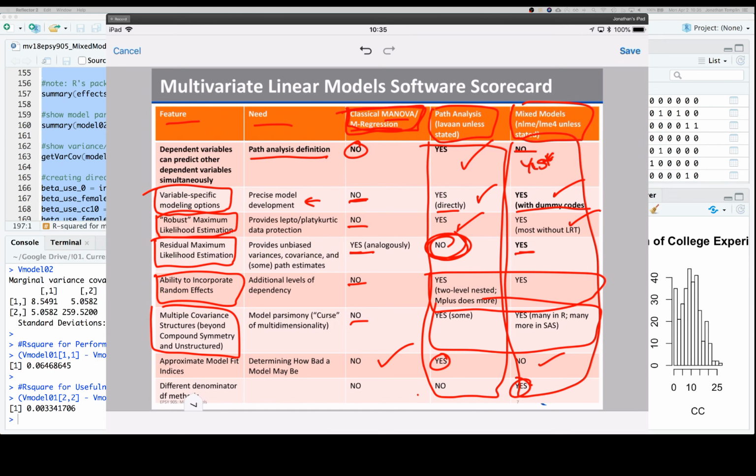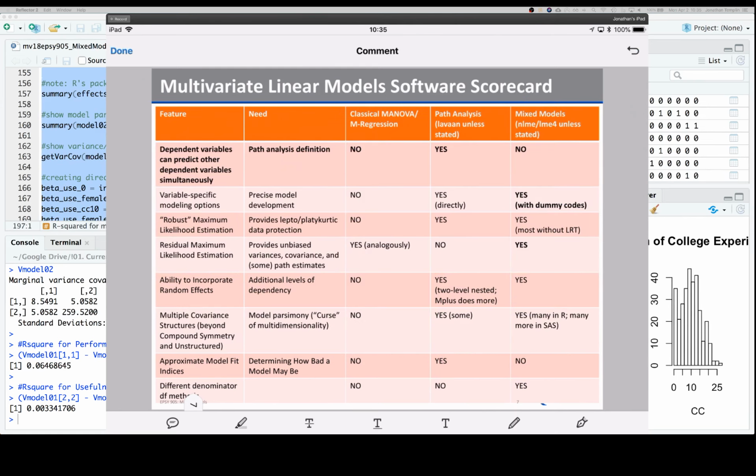So here's the cool thing. Here's the problem with these last two columns. Really, we'd like to have a yes for both of them, to have one piece of software that does it all for us, but it's not available currently. So if we could add this to path analysis right here, it would be very effective. Or if we could add model fit indices to the mixed model software, that would also be very effective.